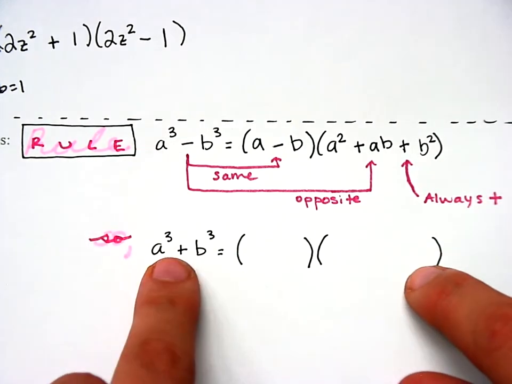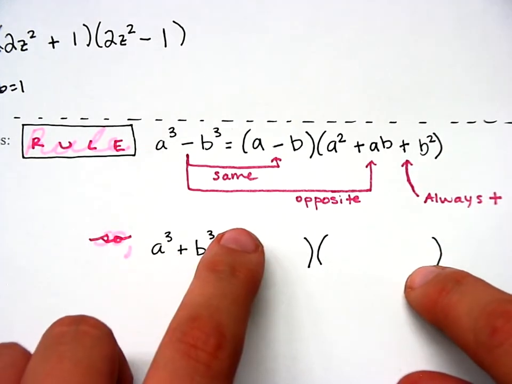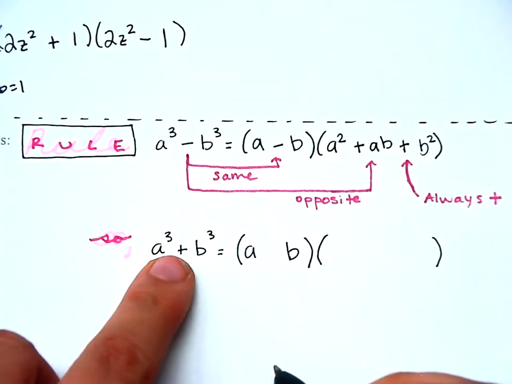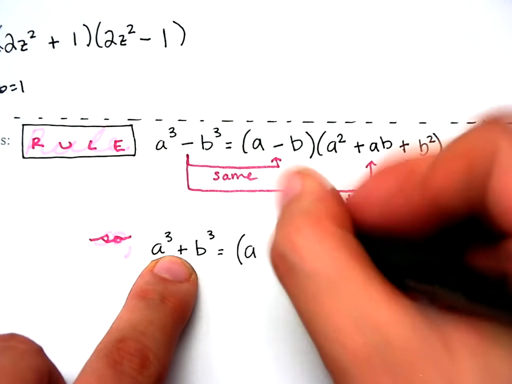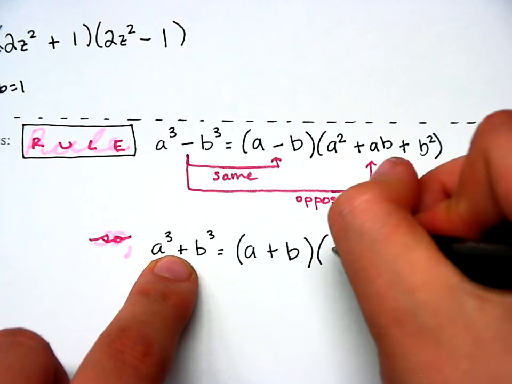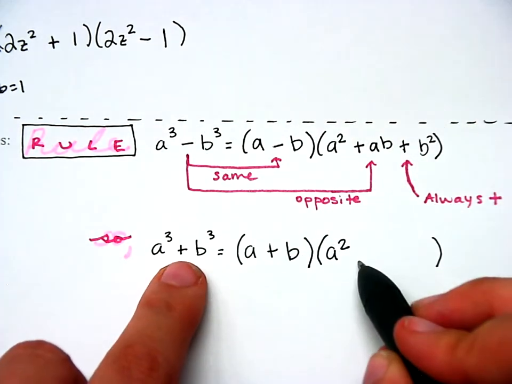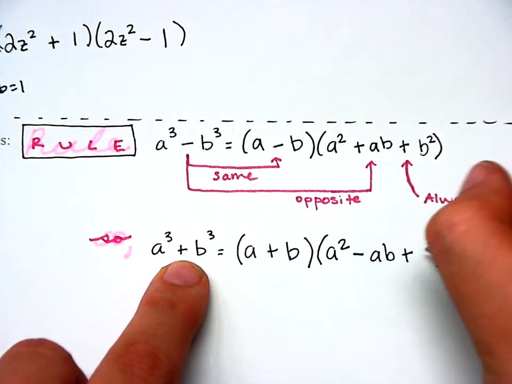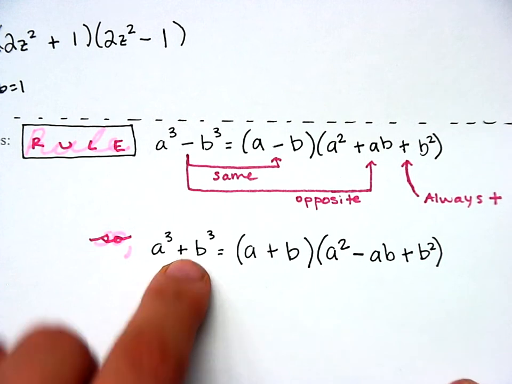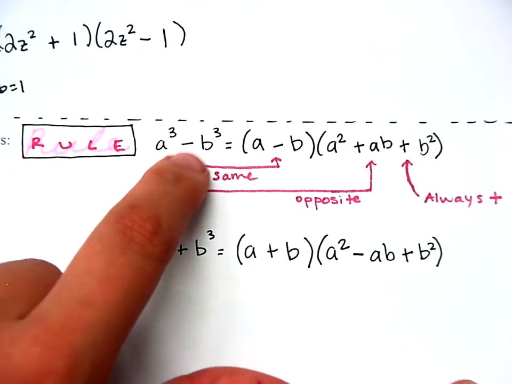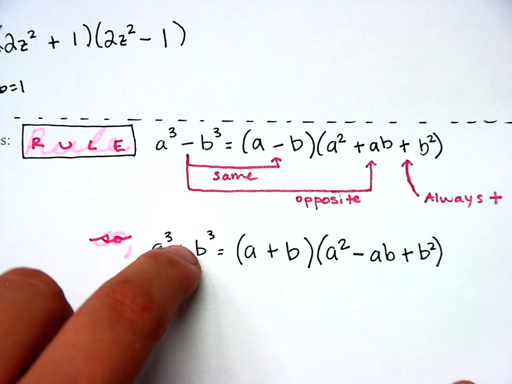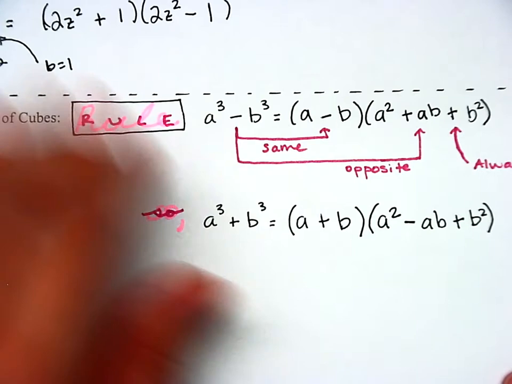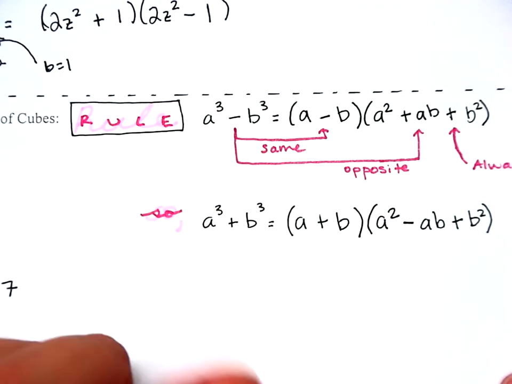This rule is exactly the same if it's the sum, and so we'll see what that means in the parentheses. So again, a, b, and then the same sign, using the same rules up here, so it's plus this time. We've got a squared, then it's the opposite sign, so negative ab. And then remember, always plus b squared. So notice the rules are very similar. The only thing that changes is the sign here and here. So with difference of squares, you can only do the difference. With cubes, you can do the sum or the difference.